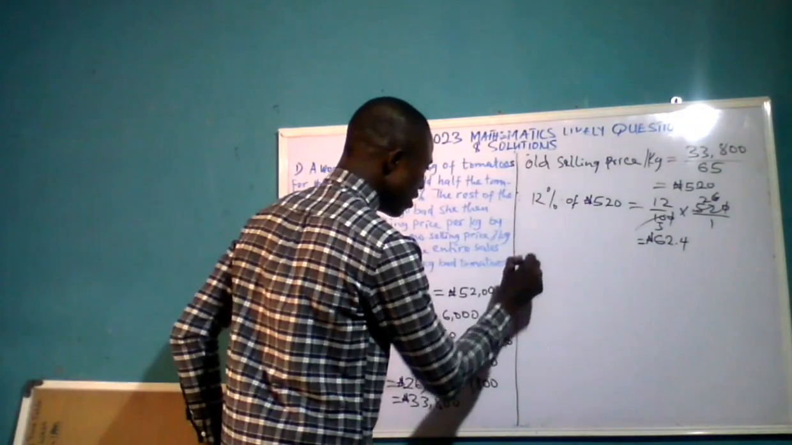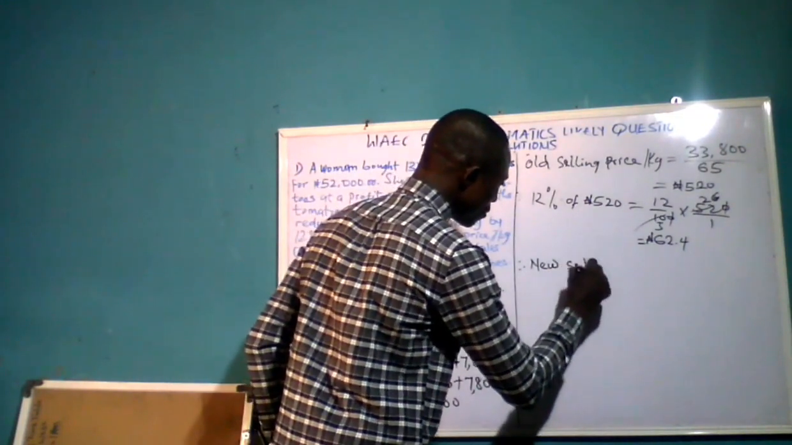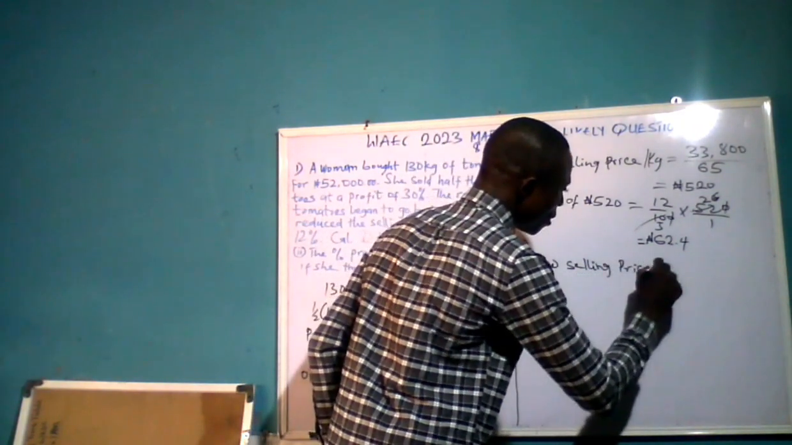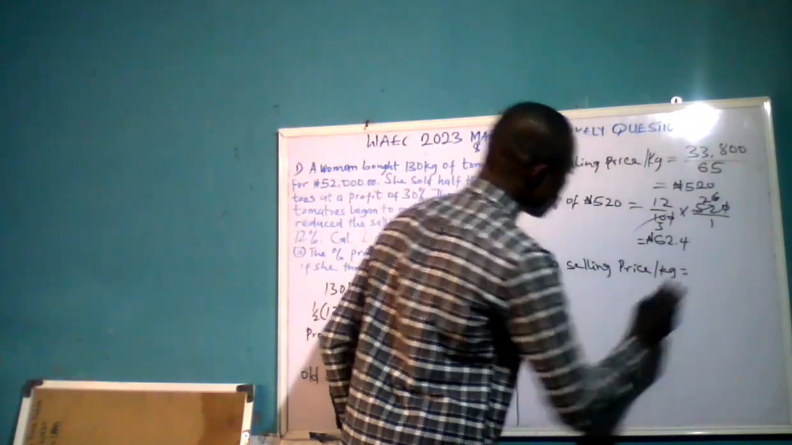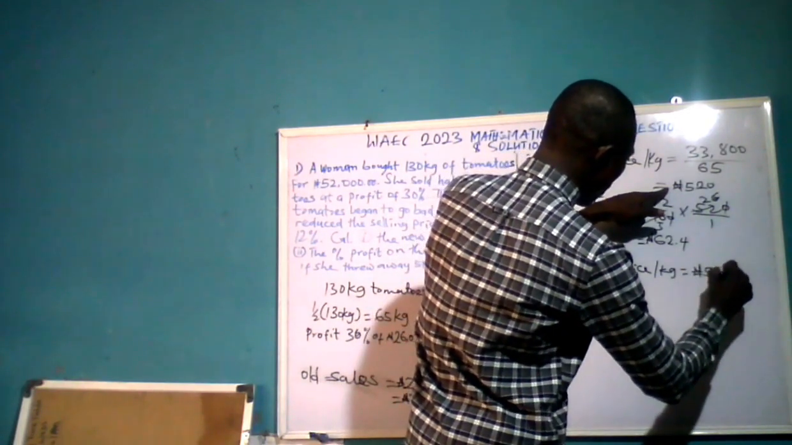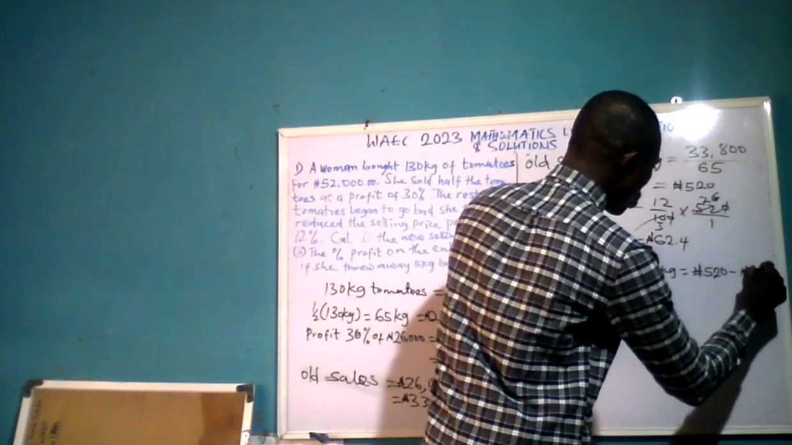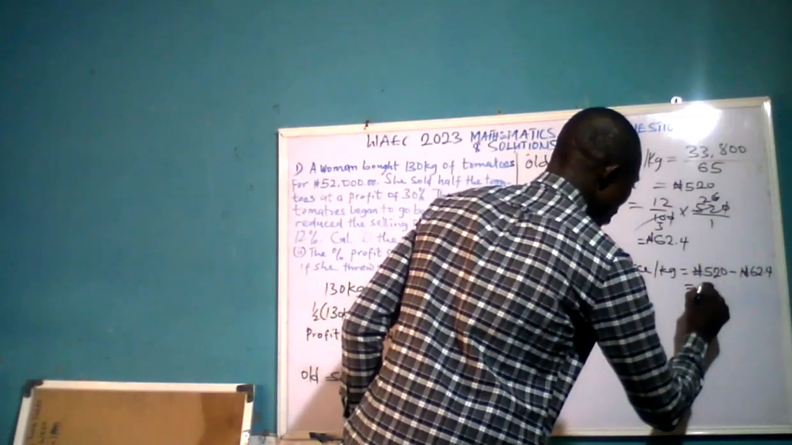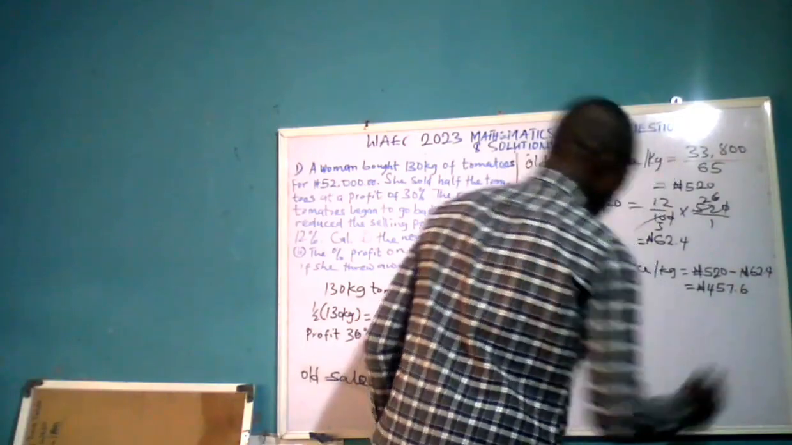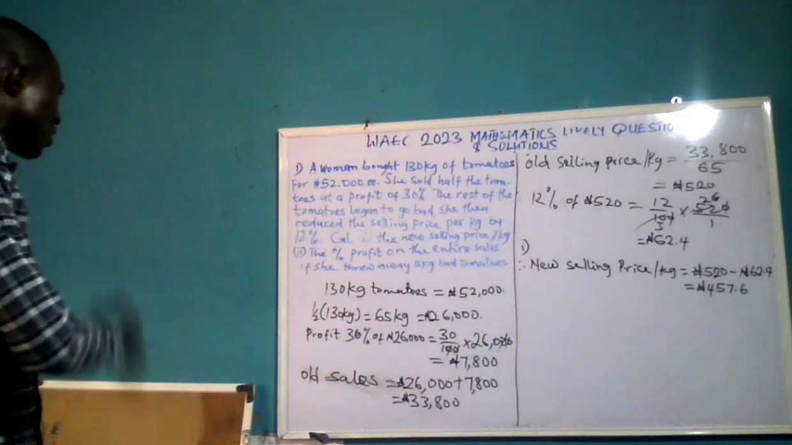So therefore, the new selling price, that's question Roman figure 1. The new selling price per kilogram will be equal to the old selling price, which is 520 naira, minus the deduction made from it, which is 62.4 naira. That's 457.6 naira. Okay, that is the new selling price per kilogram. Now the next question, which is the last question as for question number 1.